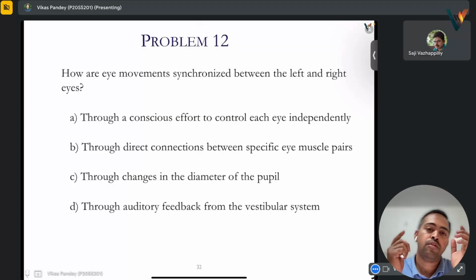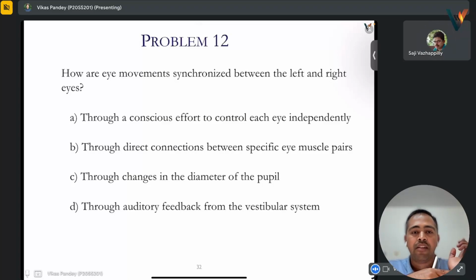Okay, it is not about movement of head. That is a different thing. I am here, trying to see the camera, then I try to see something here, and my eyes in sync move towards that. So how is this synchronization? The answer is B.